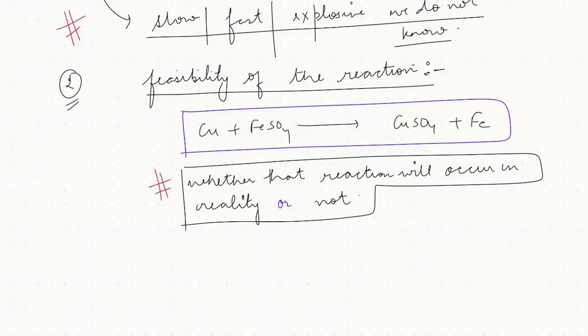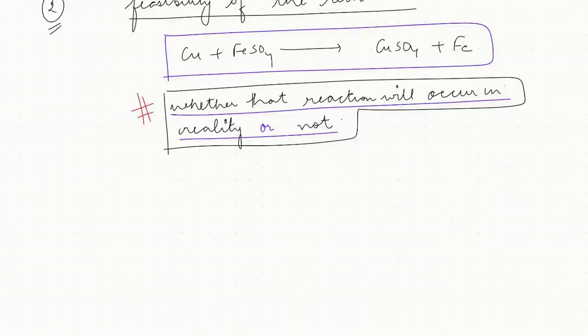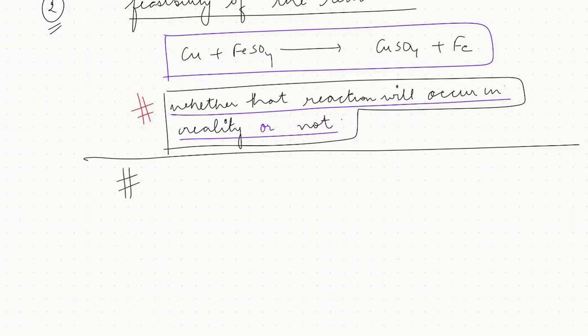So whether that reaction will occur in reality or not is basically the feasibility of a reaction. So two things you cannot identify by looking at a particular reaction. Now, this is all about the types of chemical reactions we have. So now the point is that if we have a chemical reaction, we have to make that chemical reaction as informative as possible.